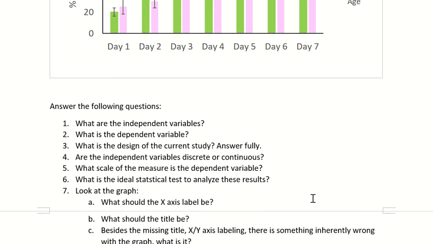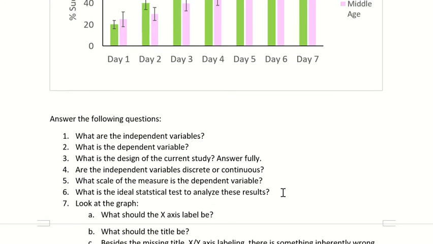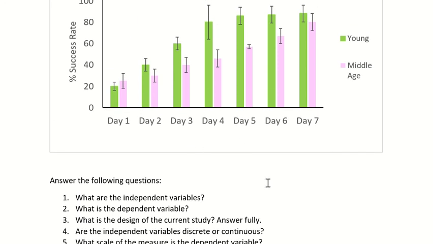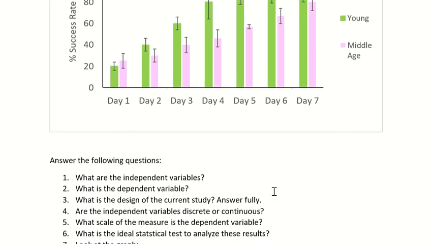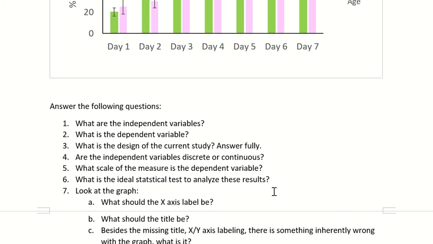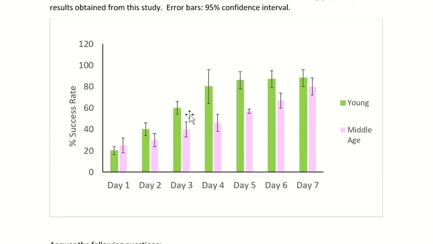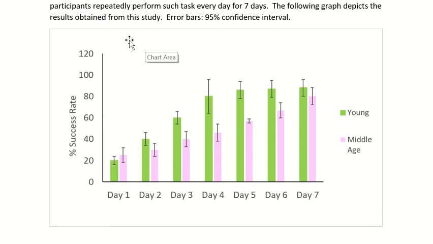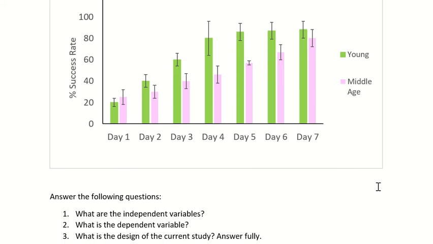Now, looking at the graph, the x-axis label should be the number of days in learning. So that should be fine. The title should be success rate in lever pressing task as a function of age of the participants and the duration of learning. So that's how I would say it.